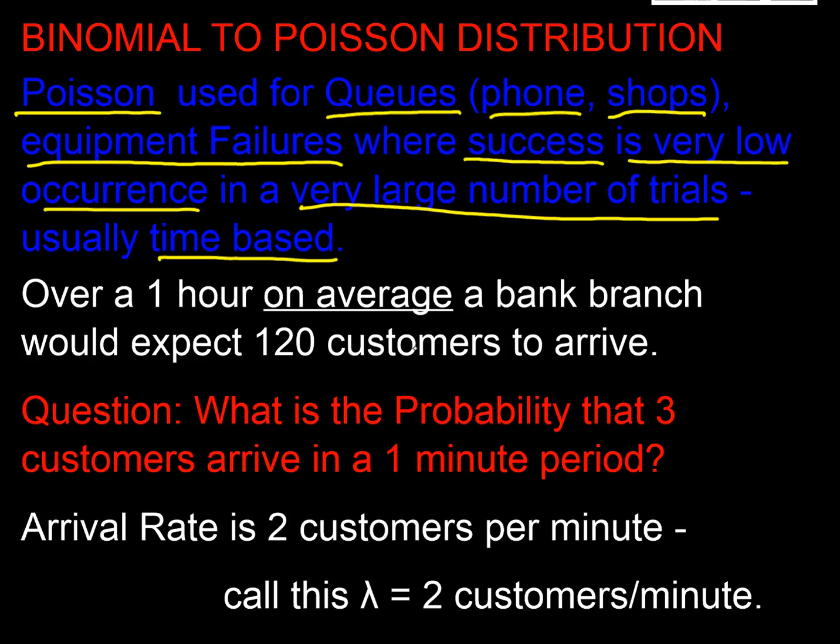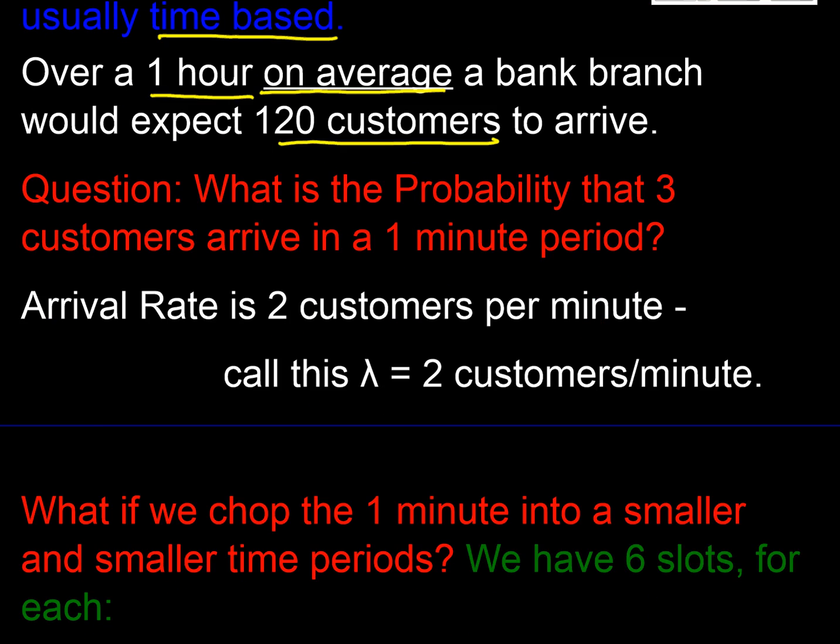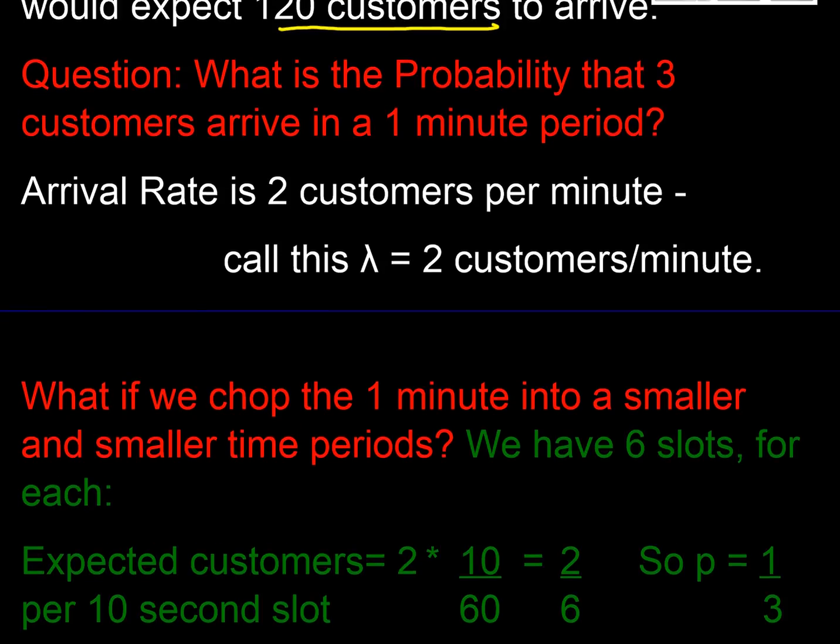So the example I used in my explanation of the Poisson was that we had a bank, and a bank's getting 120 customers arriving on average every hour. And we looked at what the probability was then that we got 3 customers arriving. But the important thing here is looking at arrival rate and the probabilities.